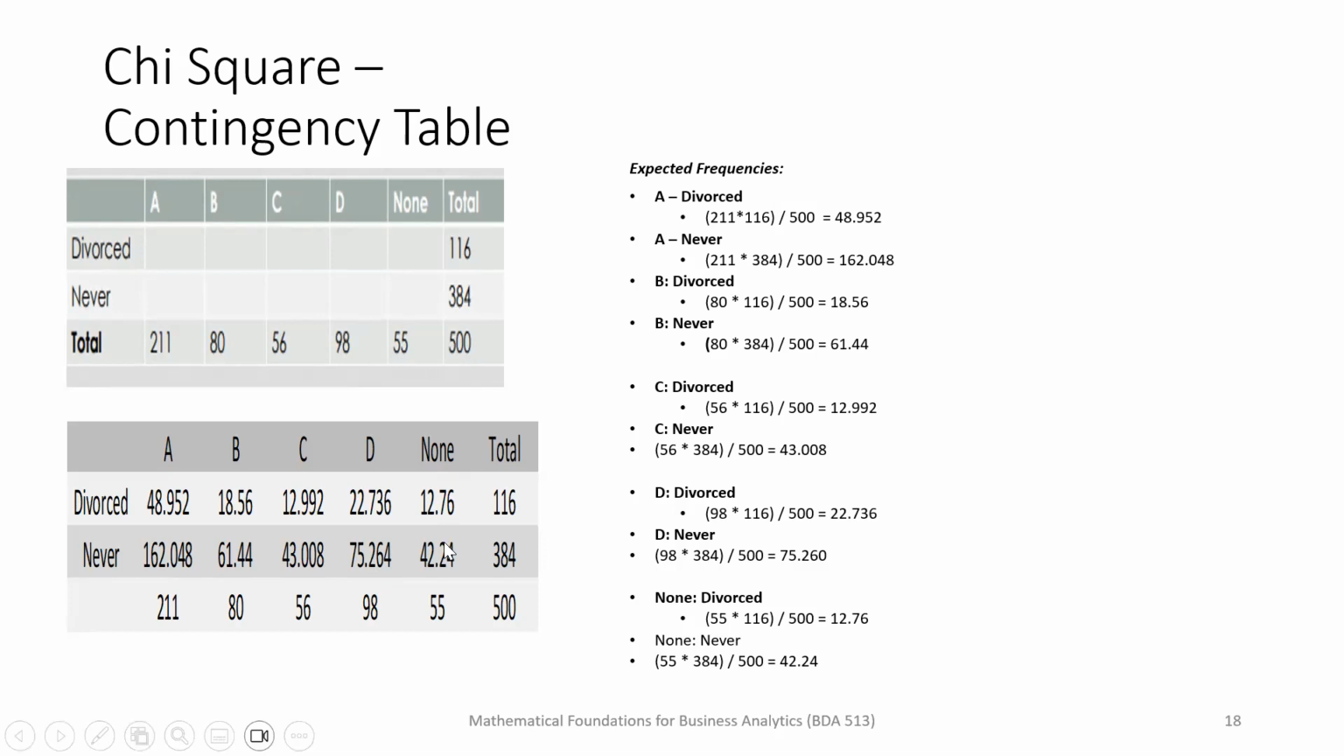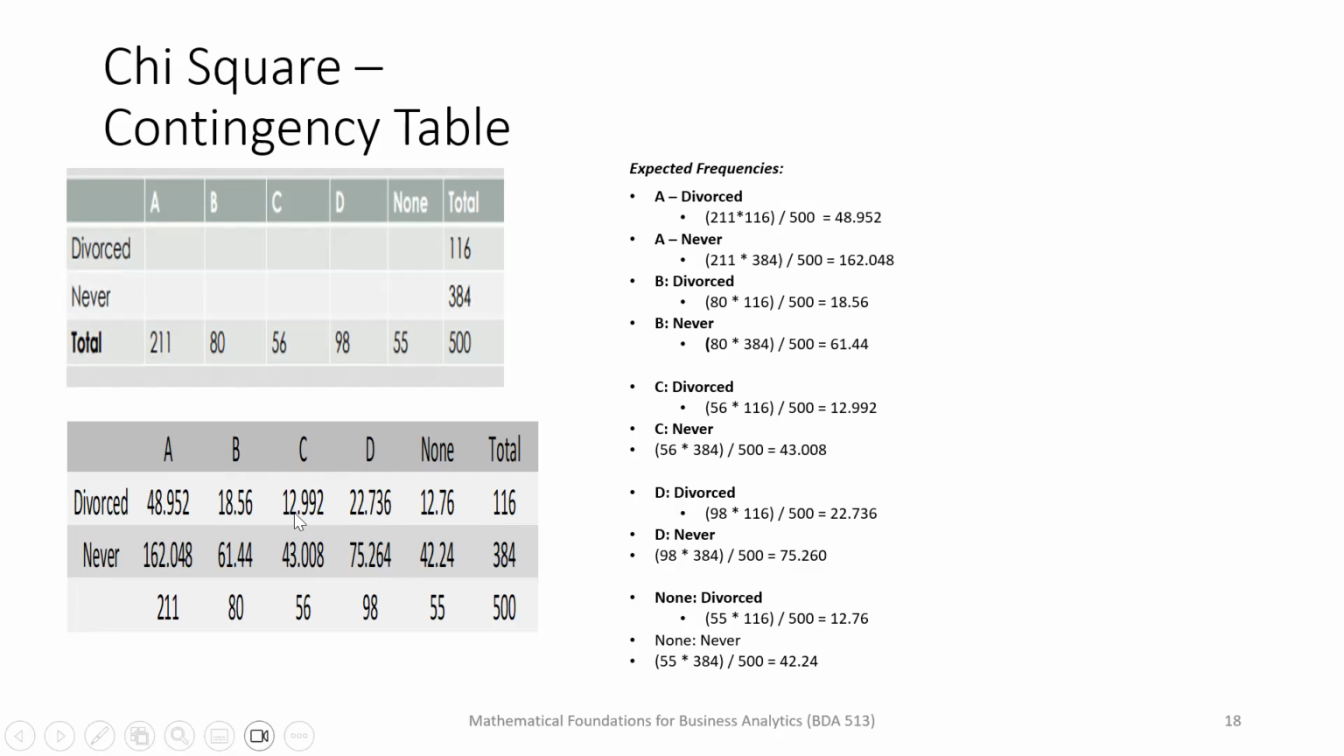So when you finish, you add all of them up. The rows and the columns should be equal. Here, when you add category A, for instance, you have 48 and then 162. It should give you a total of 211. So here we have derived the expected frequency, and this table is called a contingency table.